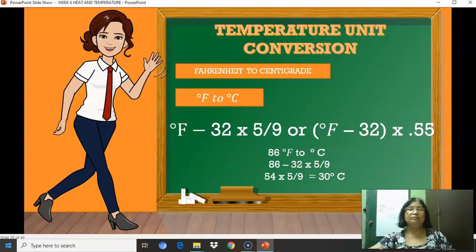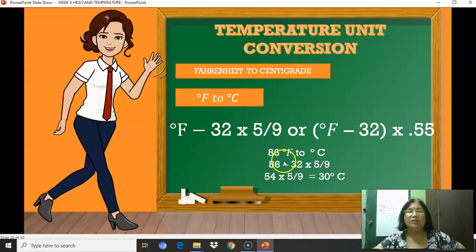Next. Okay, how about Fahrenheit to centigrade? Fahrenheit to centigrade or F to C, whatever given Fahrenheit minus 32, after getting the difference, multiply it by 5 divided by 9. Or given F minus 32 and then multiply it by 0.55. Where does 0.55 come from? It comes from 5 over 9.